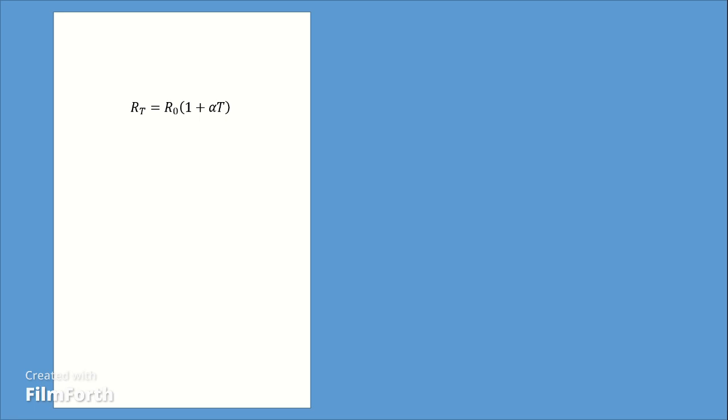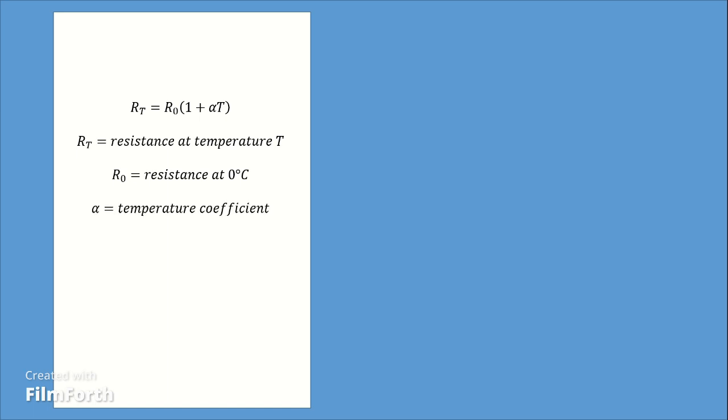First off, let's describe the equation. R sub T is the resistance of the RTD at temperature T. R sub 0 is the resistance of the RTD at 0 degrees Celsius. The alpha symbol is the temperature coefficient of the RTD you are using, and the letter T is for the temperature that we want to find the resistance for.